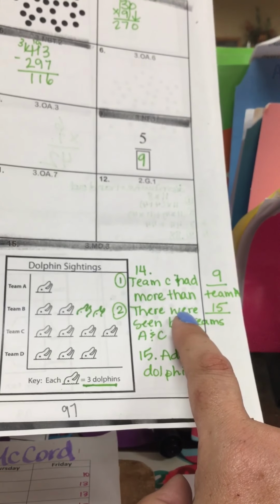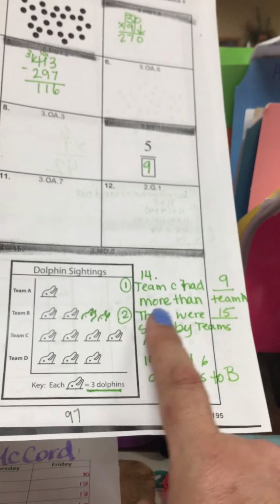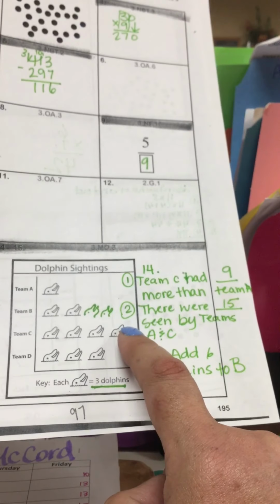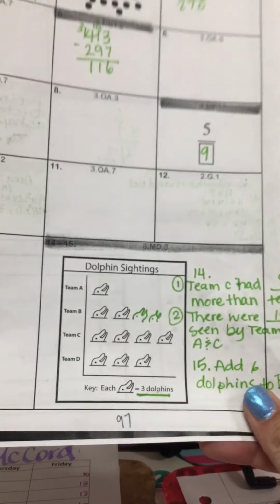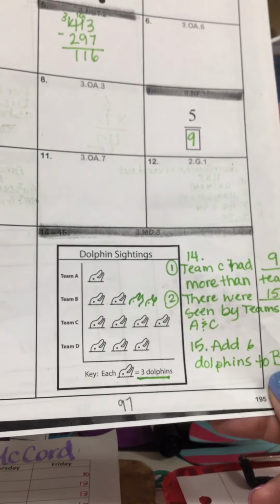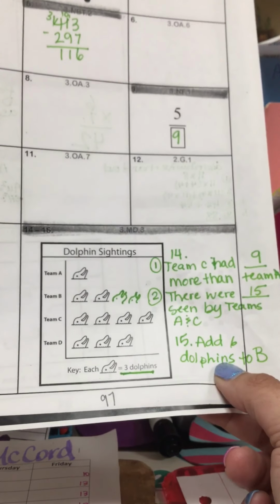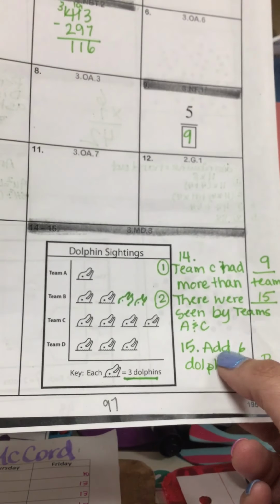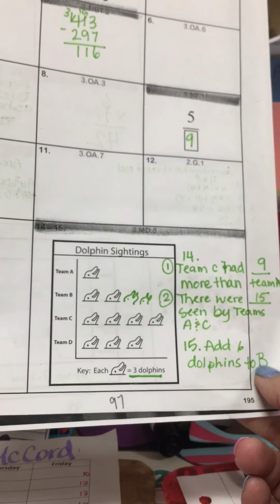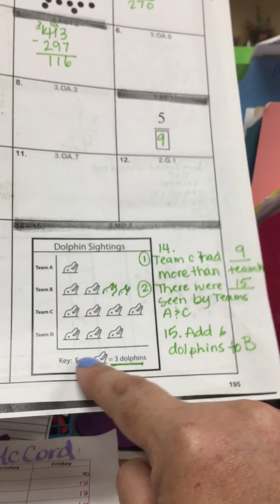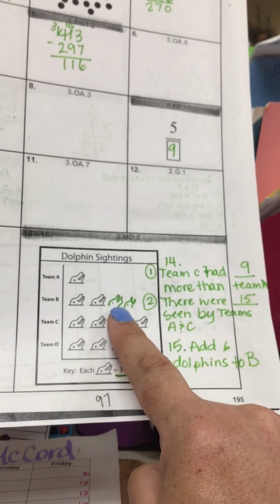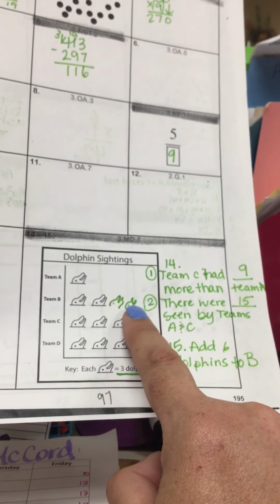The second part of question 14 was there were blank dolphins seen by teams A and C. So they would have to count 3, 6, 9, 12, and 15. Of course, it's going to be a little different, maybe a different graph, maybe a different set of dolphins, and they're going to have to be able to decipher that themselves. For question 15, they did have to add 6 dolphins more to team B. So they would need to be able to add the fact that 3 dolphins for each picture, so we would only need to add 2 more dolphins to total the 6.